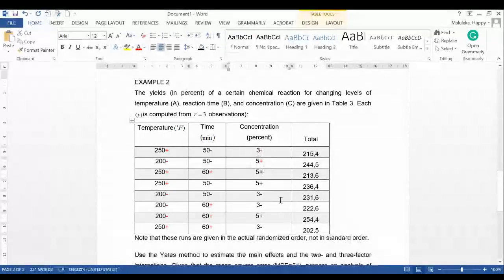So now, let's attach the treatment combinations. Based on this, we now have the signs. Let's now write the treatment combinations. Based on the signs, the first row is going to give you what? The first row, the second row, and so forth. There is a note at the bottom of the table. That note is very, very important.